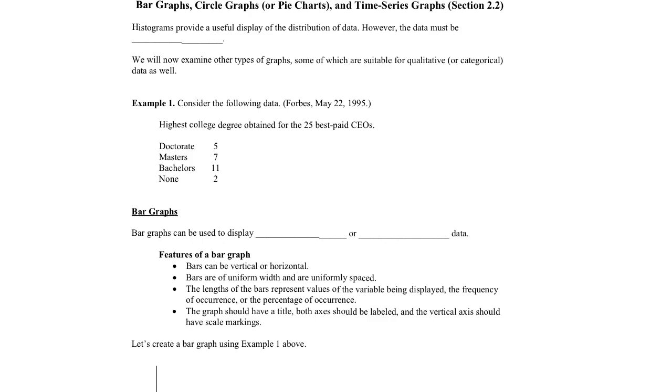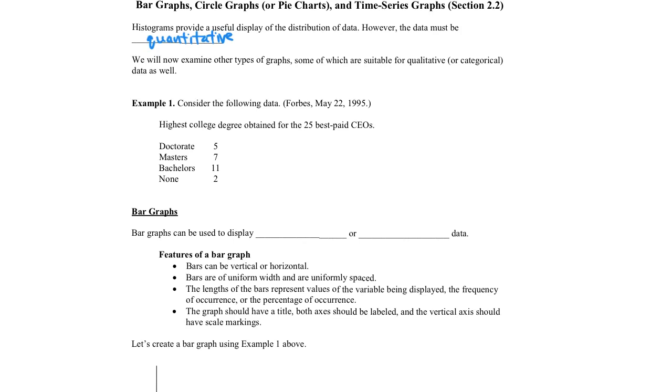Hello, everyone, and welcome to section 2.2 of statistics, where we will talk about bar graphs, pie charts, and time series graphs. If you remember from section 2.1, we talked about histograms, and we learned that histograms provide a useful display of the distribution of data. However, the data must be quantitative. So now we're going to look at other types of graphs, some of which are suitable for qualitative or categorical data as well.